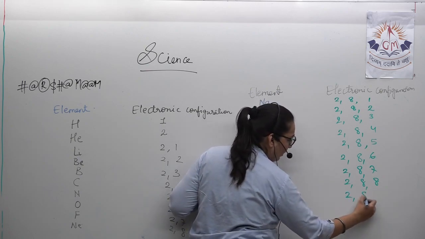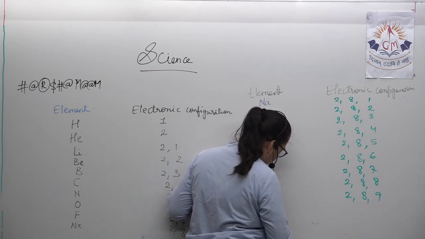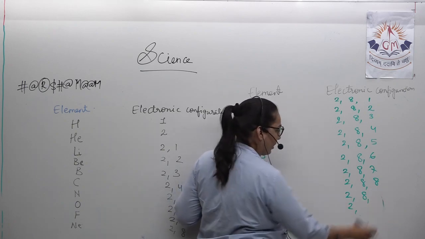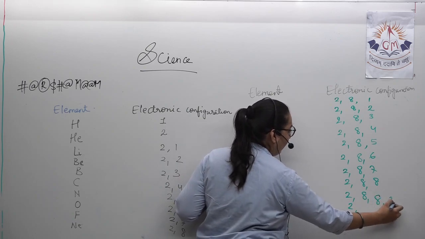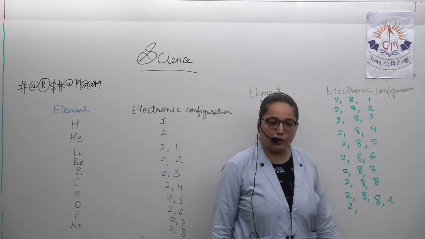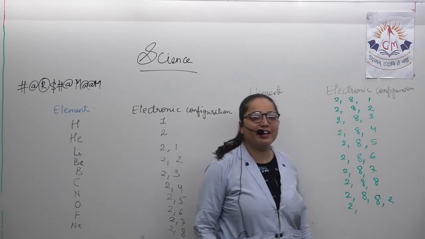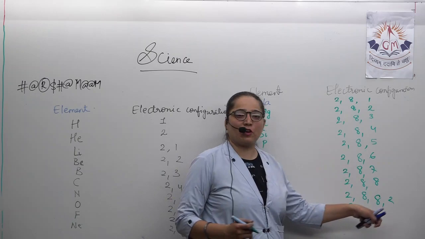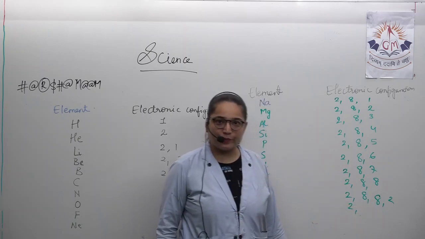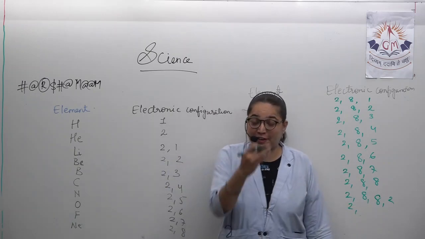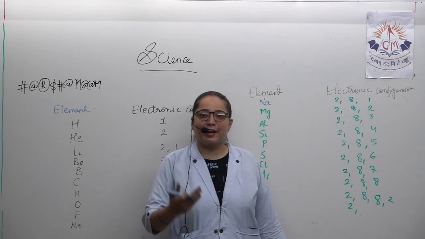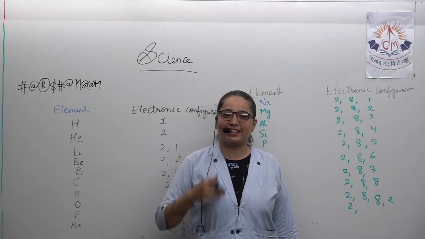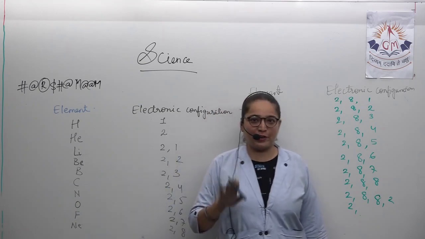Potassium, 2 8 9. Calcium, 2 8 8 9 will not come. What will come? 2 8 8 2. Intentionally I wrote 9 over here because that is my general habit. I write 9 and the students scream, "Ma'am, it's not 9, it's 8 and 2." And I was waiting for that scream. Literally, I was waiting today for that scream to come.